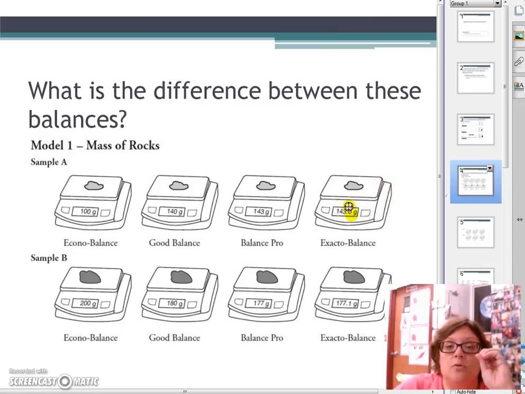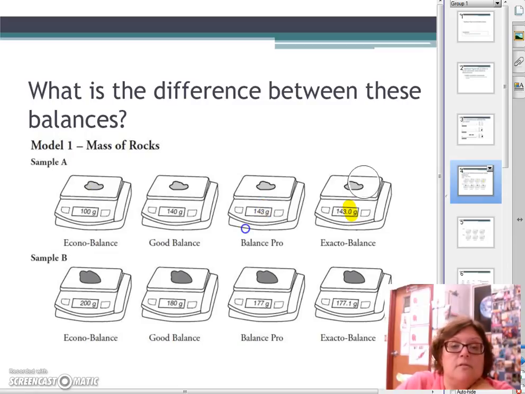Now, remember we talked about being able to read to the most precise scale. Here, our most precise, our estimated value is going to be 0.0. So this exacto balance is accurate to the 1s place. And then it estimates to 0.0 for us. This guy is only going to be accurate to a 1s place. And we know that because the same rock was 100 grams over here, and now we've gone all the way down to 143. This one is accurate to the 10s, and this is accurate to 100s.